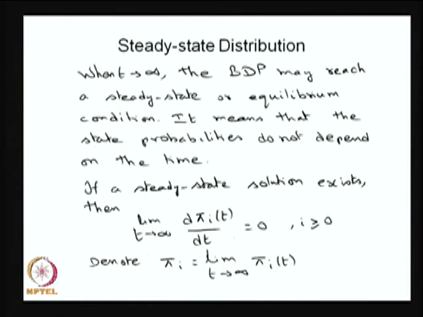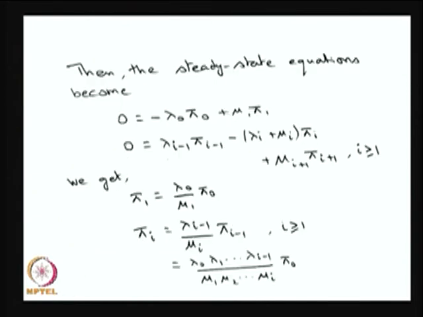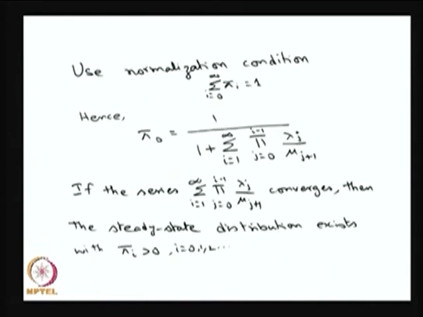Using these two conditions, we have simplified into this form and used the normalizing condition to get pi naught. As long as the series converges, then we will have the steady state. If the series diverges, that means by substituting the values for lambda i's and mu i's, if the denominator series diverges, then pi naught is going to be 0. In turn, all the pi i's are equal to 0. Therefore, the steady state distribution won't exist if the denominator series diverges.